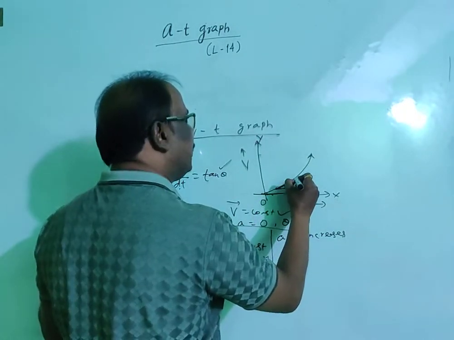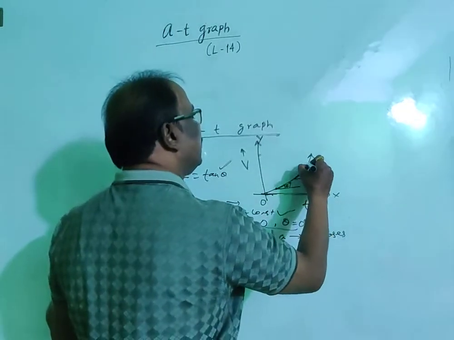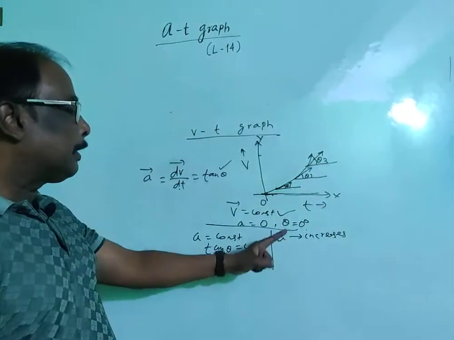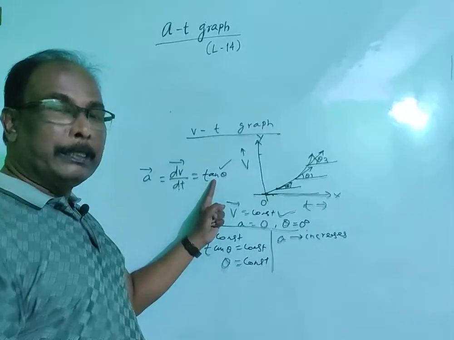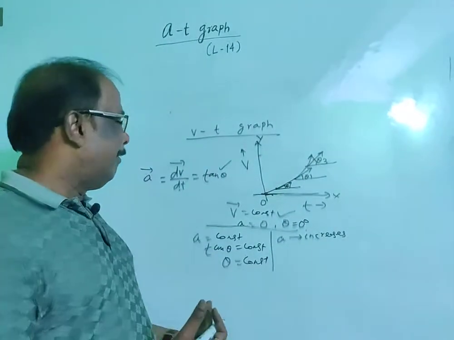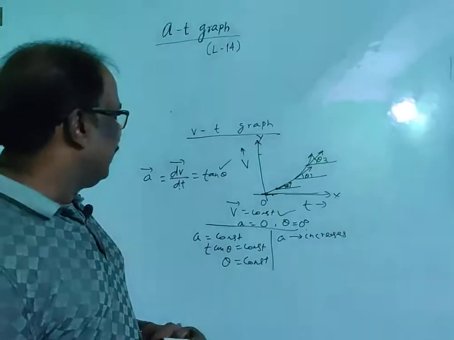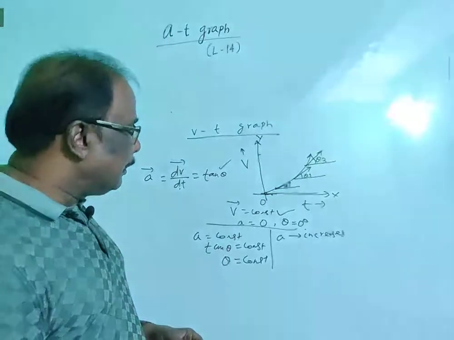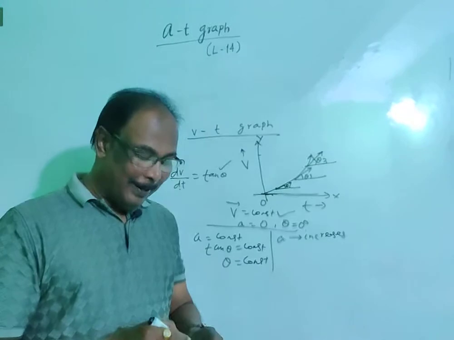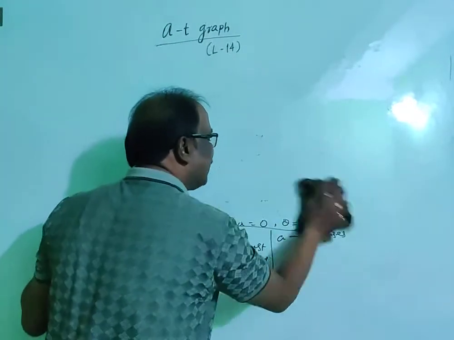Here the angle is theta 1, and draw a tangent here. Here the angle is theta 2, and draw a tangent here. Here the angle is theta 3, and so on. So as acceleration increases, slope increases, tan theta increases, and theta goes on increasing. Similarly for decreasing acceleration, constant velocity, and constant acceleration, we have represented all these under the VT graph. And in this lecture we will discuss the AT graph, the acceleration time graph.